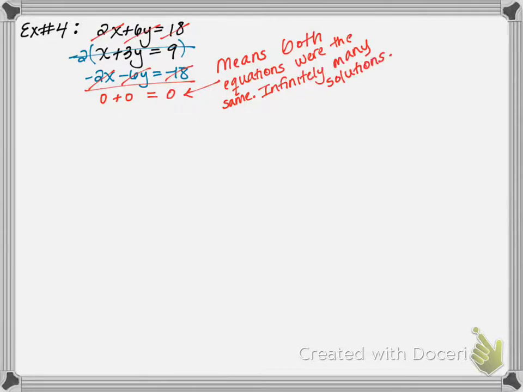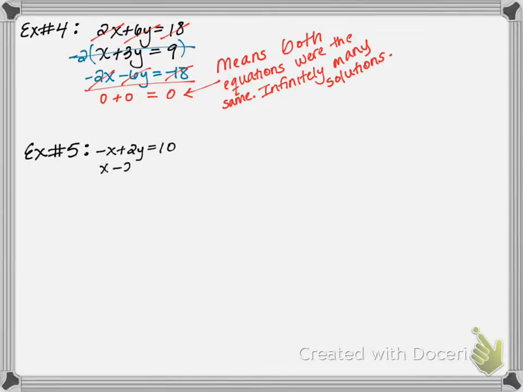Whenever we end up with just zeros, that means that those two equations were actually the same. That again means overlapping lines. One is right on top of the other, so there's infinitely many solutions.